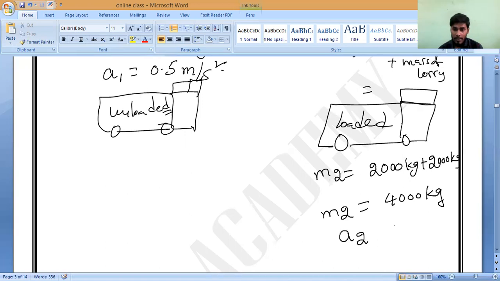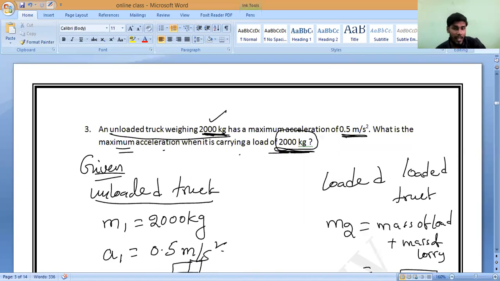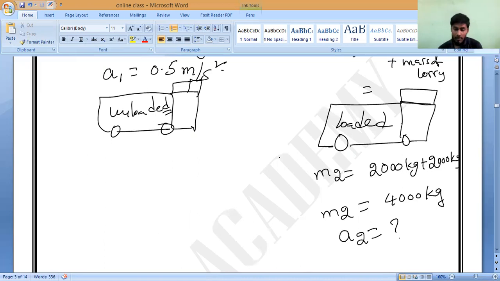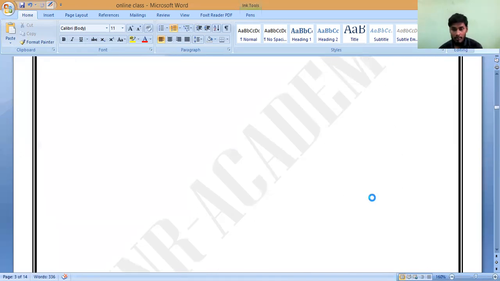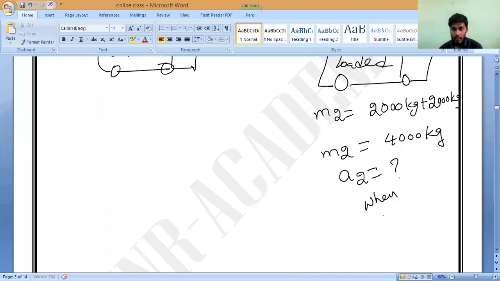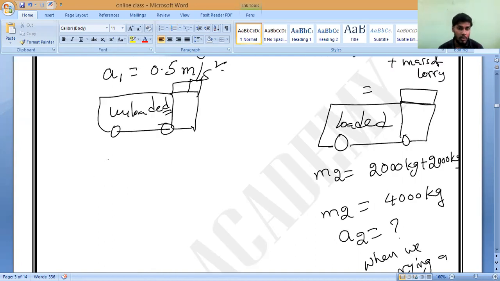And what are they asking? Calculate the maximum acceleration when it is carrying a load. Correct or not? Yes or no? Acceleration when we are carrying a load. So as we know, let us imagine this is F1. F1 is equal to what? M1 into A1. Correct or not? Force.